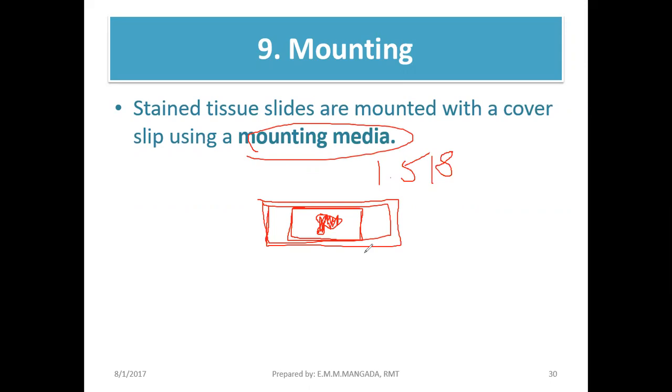In histopath, what we usually memorize about our mounting media are their refractive indices. The refractive indices of our mounting media are usually near that of our cover slip. The refractive index of our cover slip is 1.518, so our mounting media are also in the range of 1.5 and something. So that's their refractive index.